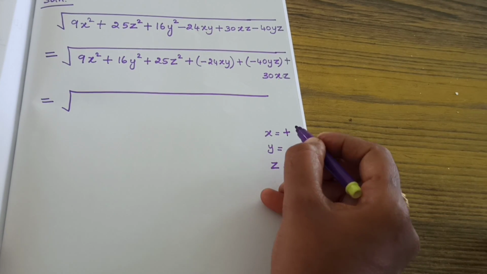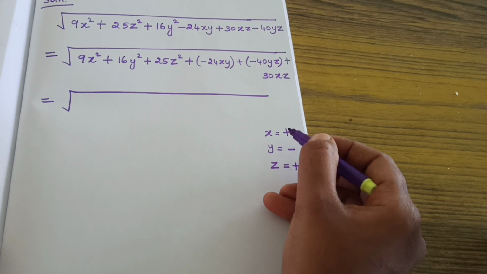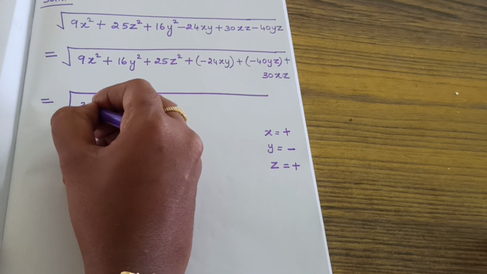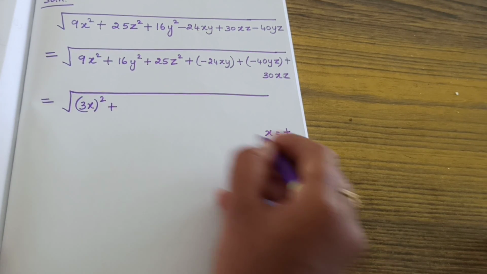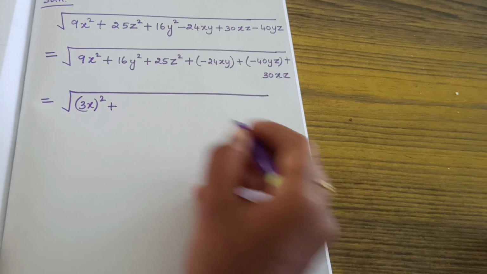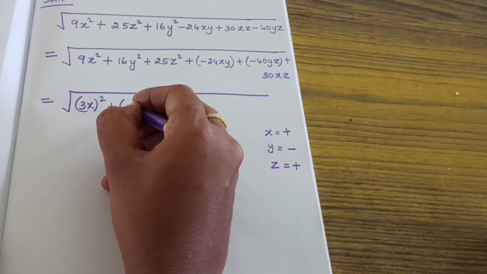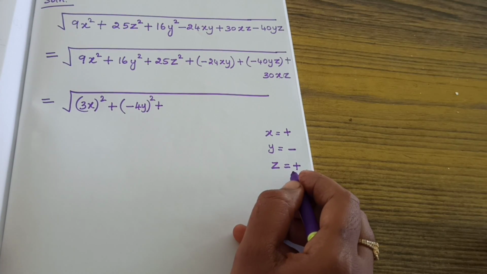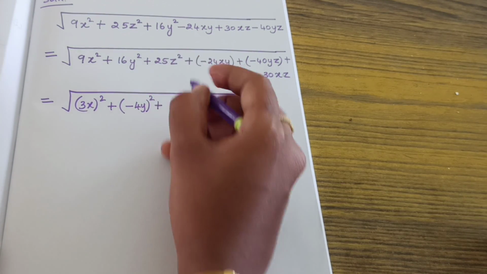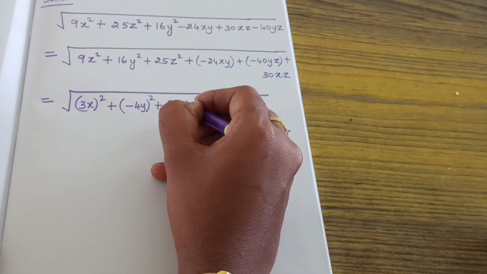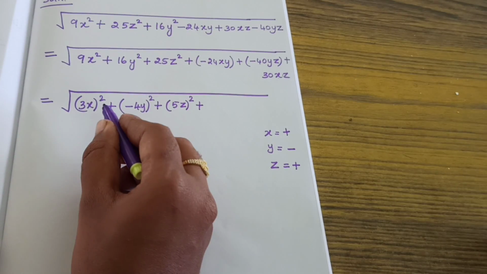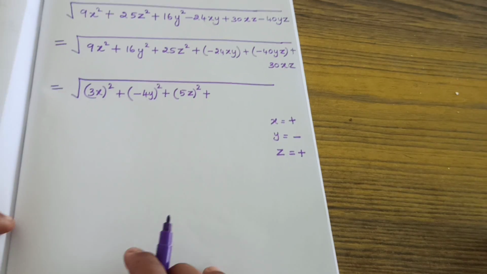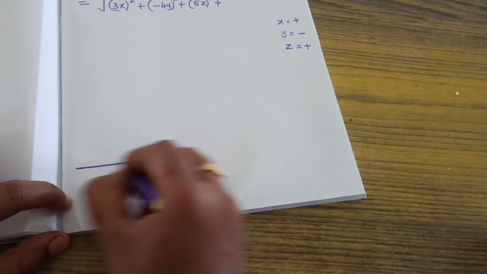Okay. Now according to the sign I am going to write. For x sign I will take positive. So 9x square I will write as 3x the whole square plus, y term I should write in minus. So 16y square I need to write as minus 4y the whole square plus z I am taking as positive. So 25z square, that means 5z the whole square plus, now a square plus b square plus c square over. Then what is the formula? We are arranging for which formula?